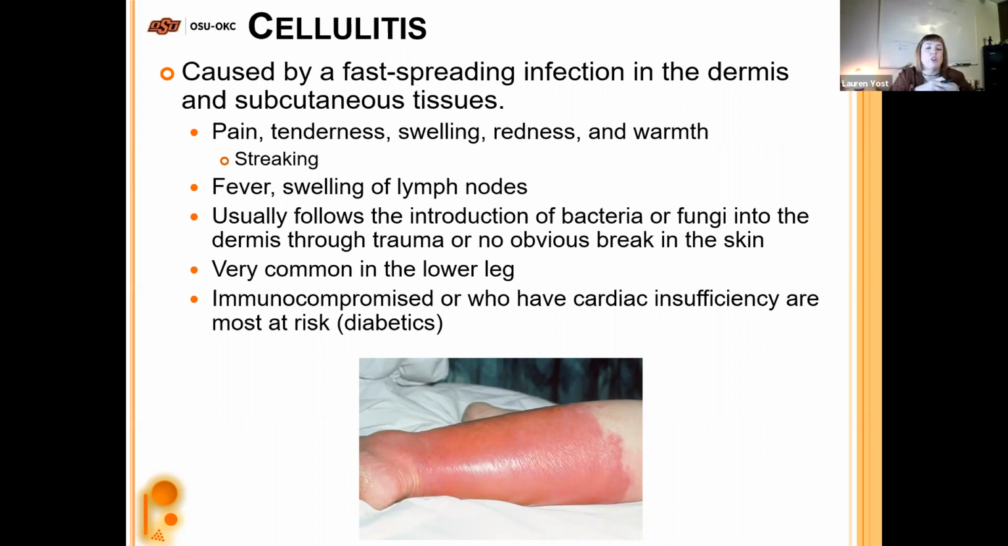This usually follows introduction of bacteria or fungi into the dermis through a trauma, or occasionally we'll have no break in the skin, and that's usually due to, like it's saying below, cardiac insufficiency. So you're not getting enough blood to an area to protect those tissues. We see this with patients who have diabetes a lot, and that might be part of what could lead to the loss of a limb in a situation like that.